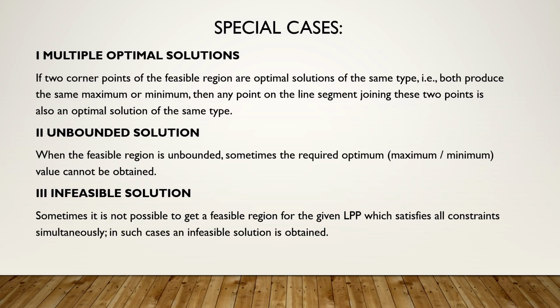Infeasible solution means basically no solution. When will no solution exist? If two constraints are there which contradict each other, that means you cannot get a feasible region which satisfies both the constraints or all the constraints. In that case, you get an infeasible solution.